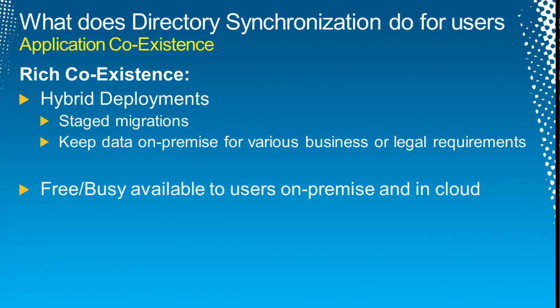And in some cases, customers can't move all your data up into the cloud, whether it be for business reasons, legal reasons, or geopolitical reasons. Again, rich coexistence is going to allow you to keep some users or mailboxes on-premise while others move into the cloud. And with rich coexistence, you get all FreeBusy information moving back and forth between users. So people with Exchange Online mailboxes are able to see FreeBusy for users that continue to have Exchange on-premise.